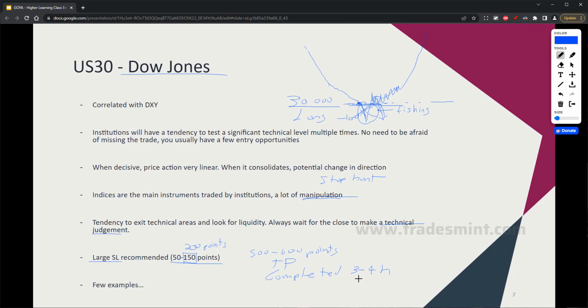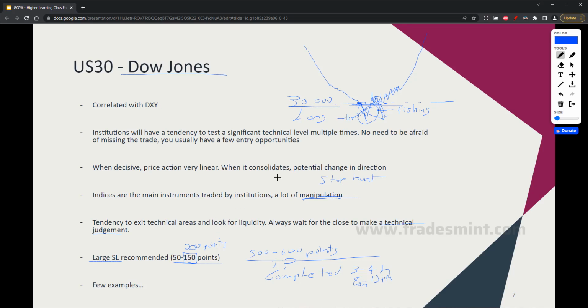From, let's say, 8 a.m. to noon, 12 p.m., in the same New York session, even half of the New York session, you can have the move completed, and that's how much it moves. So if you try to put a small stop loss, 20, 30, 40 points, and try to do big swings, you're going to get burned, you're going to get stopped out. It's better to put larger stop losses and have larger take profits, because US30 is going to make those moves, and it can do it very, very fast.